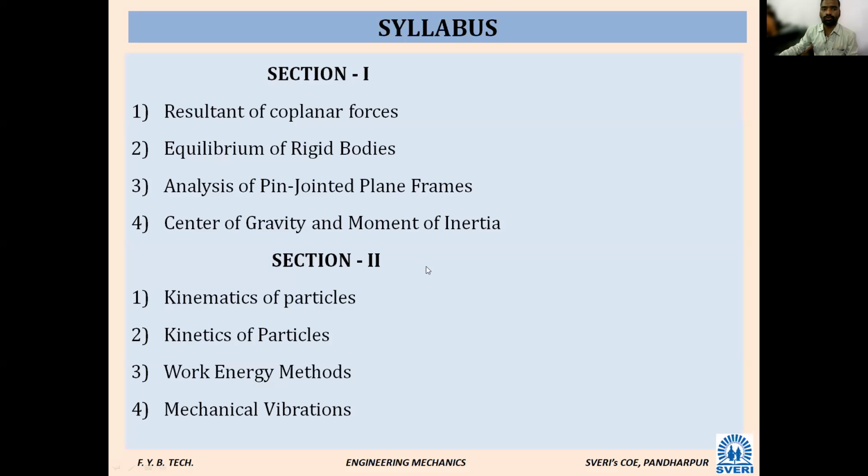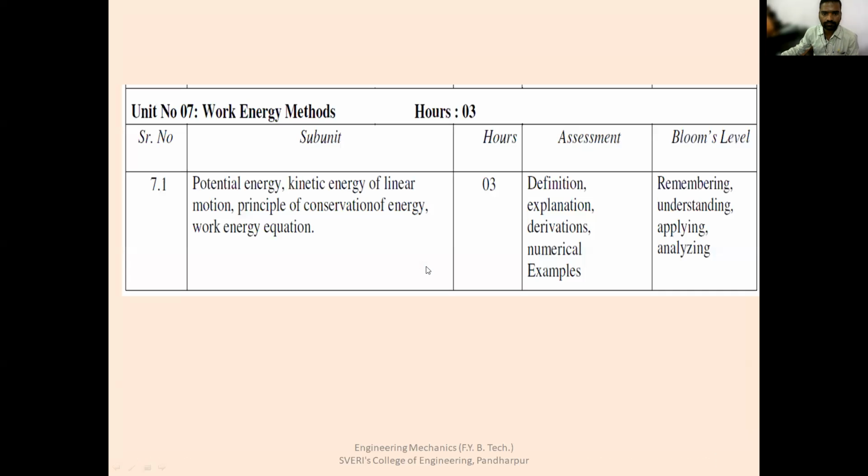Okay, so look at unit 1. We have completed all the 4 units, and in unit 2 we have completed kinematics and kinetics, correct? Then we are coming to the work energy methods. In the work energy method, you already learned about work, energy and power in your 12th class. Here we are studying potential energy, kinetic energy of linear motion, then the principle of conservation of energy, and the work energy equation. Only this much is there in this chapter.